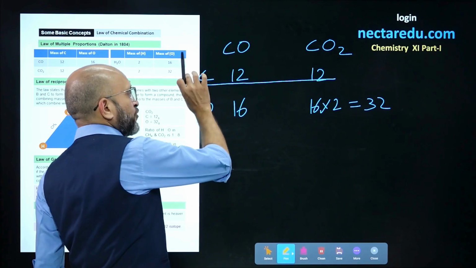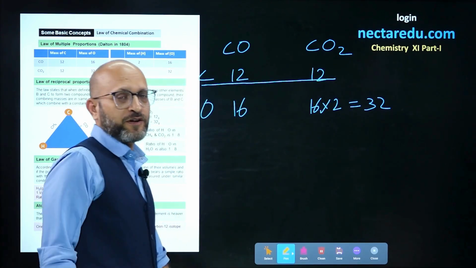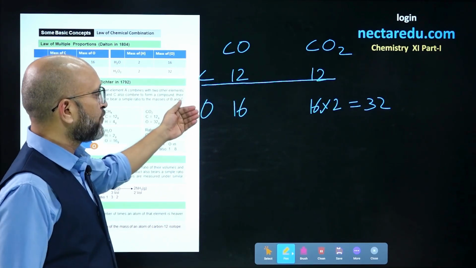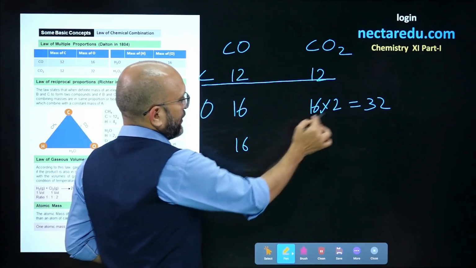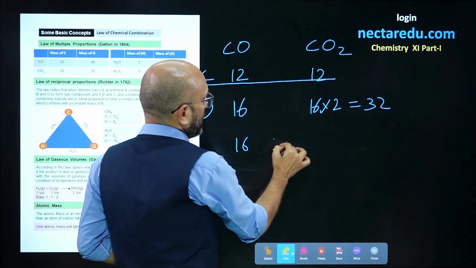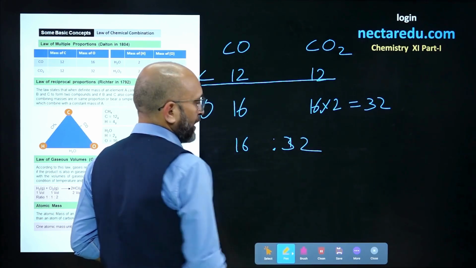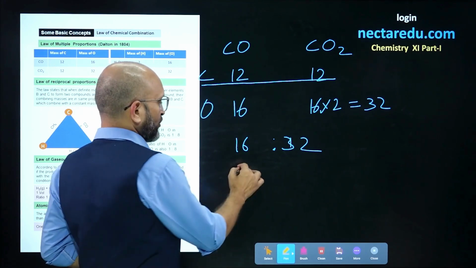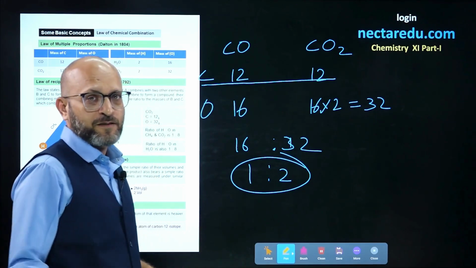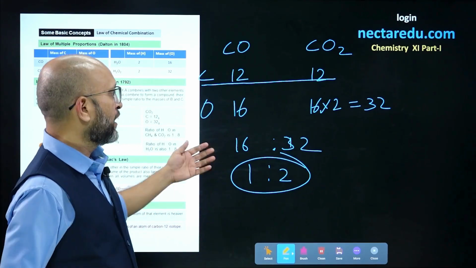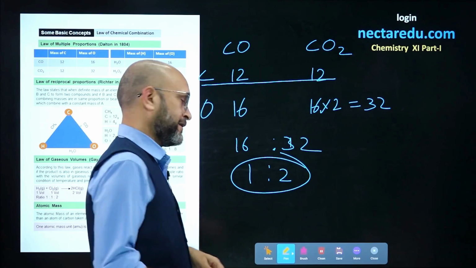So, let's see. The fixed mass of carbon in both the compounds is 12 units, and the mass of oxygen combined with these is 16 units here and 32 units here. So, what is the ratio between 16 and 32? 16 is to 32, that is 1 is to 2. So, this is a ratio which is in simple whole number ratio. That is what the law of multiple proportion says.